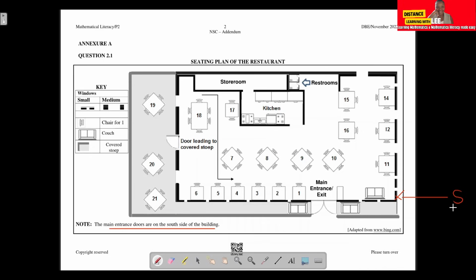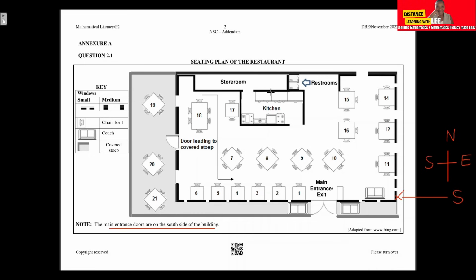Okay, if that is the south side of the building, then we already know, guys, I already explained this in the previous video tutorial. If this is the south, that means that the north is at the top. Naughty elephant sprays water. Okay, already we've got our compass now, just from that information that was given to us about the main entrance being at the south side of the building.